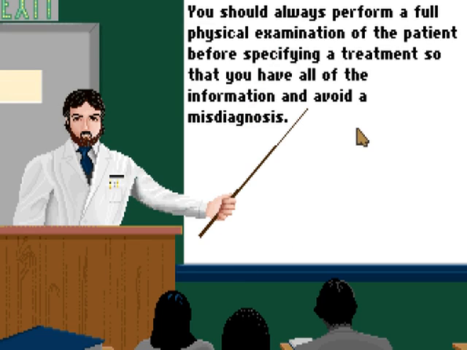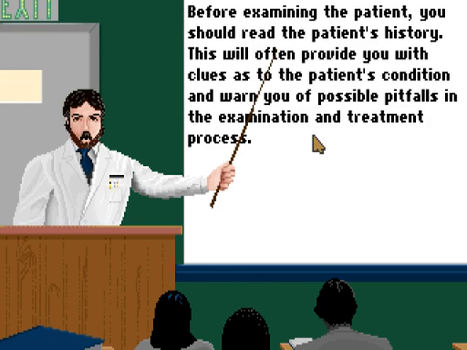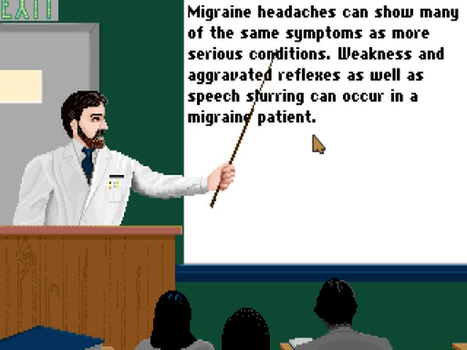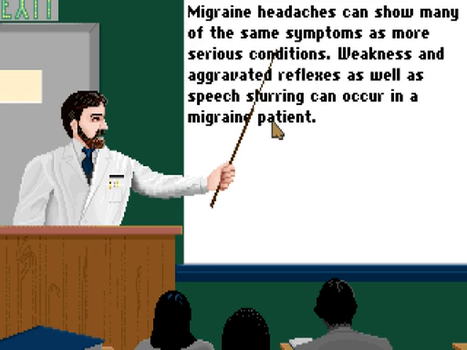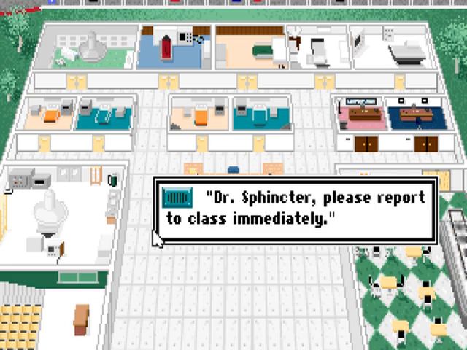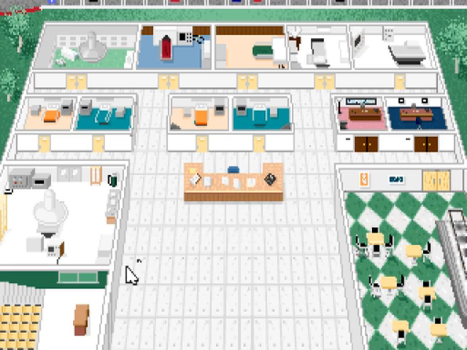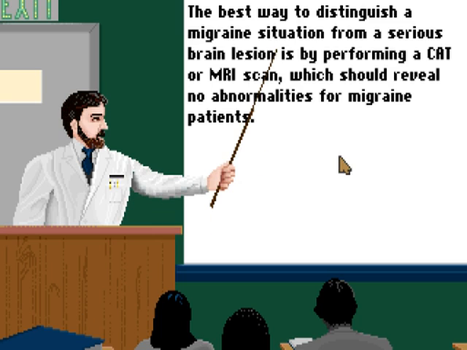Let's find out why. Yes, a full examination and the patient's history. Migraine headaches can show many of the same symptoms as more serious conditions. Weakness and aggravated reflexes, as well as speech slurring, can occur in a migraine patient. Best way to distinguish this situation is performing a CAT or MRI scan, which should reveal no abnormalities for migraine patients.